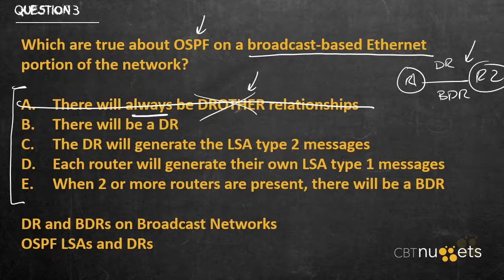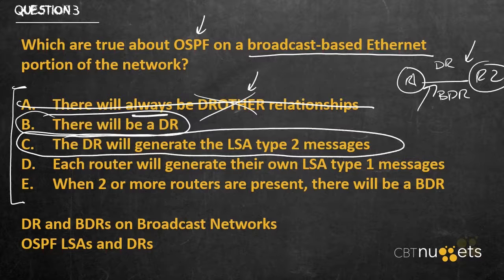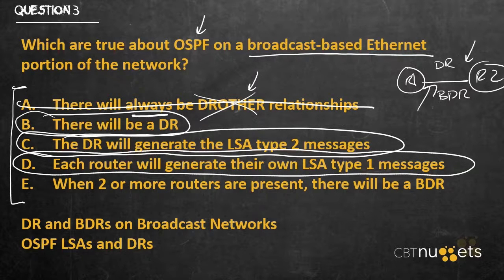All right, answer B. There will be a DR, a designated router, and that is true. If OSPF is running for that network, there's going to be a device that's acting as the designated router if it's a broadcast-based Ethernet segment that they're on. Answer C says the DR will generate the LSA Type 2 messages. It does, and that's also true. And those LSA Type 2s are describing this network segment and all the other OSPF speakers that are attached to that segment. Answer D says each router will generate their own LSA Type 1s. That's also very, very true. That describes the router themselves and their own links.